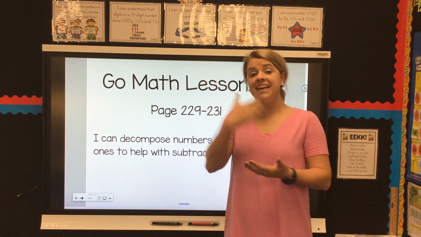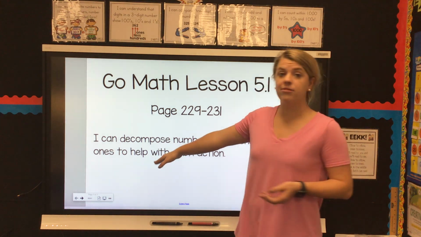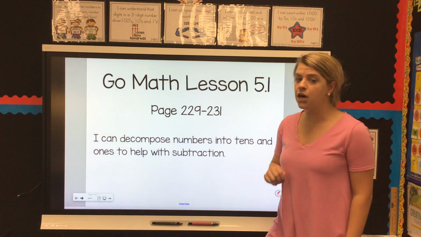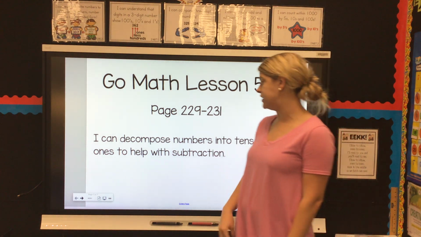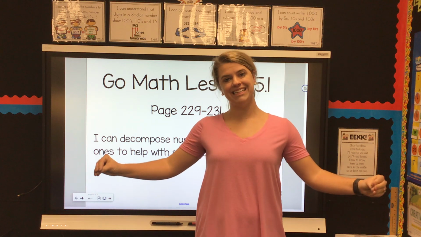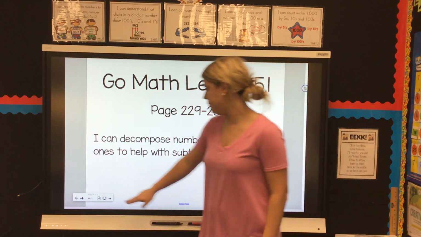That means by the end of our lesson today, I want you to be able to say this statement, okay? You can say, I can decompose numbers into tens and ones to help with subtraction. So remember, decompose means to break it down into two smaller numbers, okay?